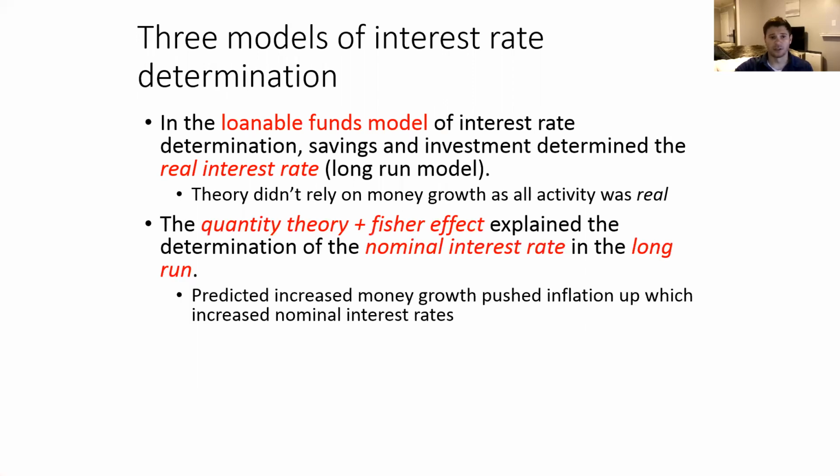And then we shifted gears a little bit, and we thought about a long-run model that explained the relationship between money growth and inflation. And this was the quantity theory. When we combine the quantity theory, suggesting that money growth translates into inflation, with the Fisher effect, suggesting increases in inflation push up nominal interest rates, the combination of these two suggested a direct relationship between the growth rate of the money supply and the nominal interest rate, and this was a long-run mechanism.